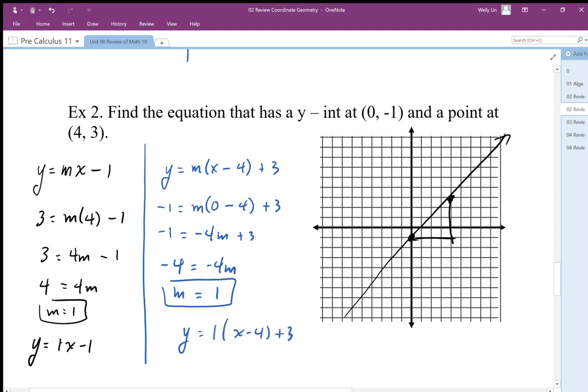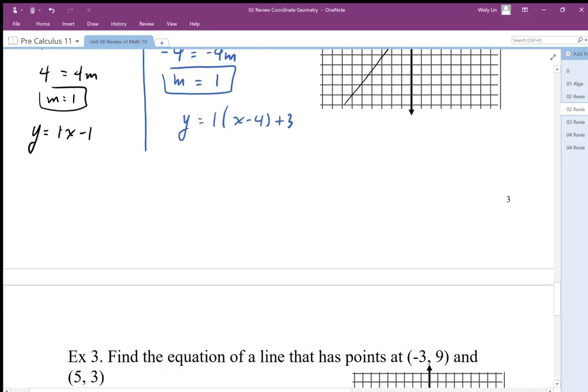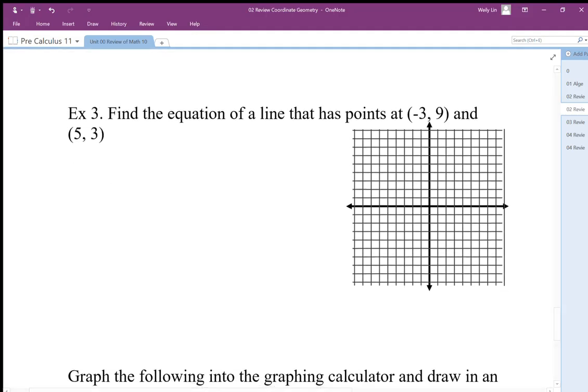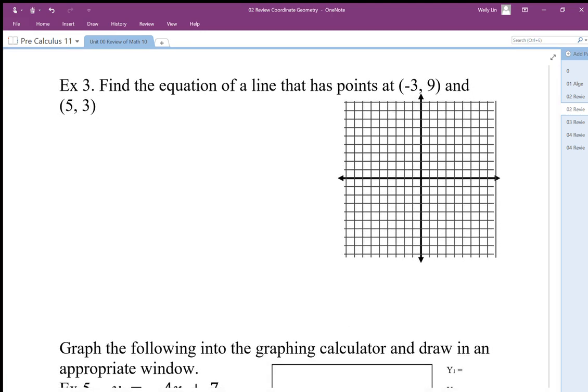Now if I was asked what's the y-intercept, I can either plug in 0, or I can just expand and combine like terms there. Okay, so here I've got another coordinate, -3, 9, somewhere up here, and 5, 3. If I'm given those two coordinates, I should be able to draw my straight line relationship.